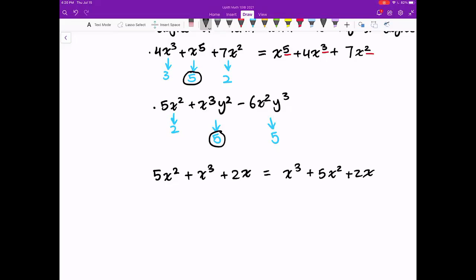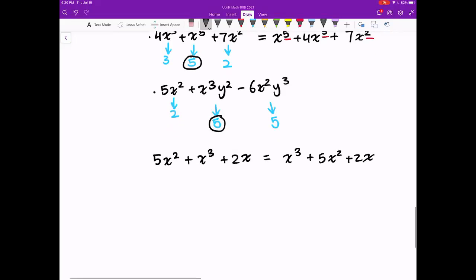I know standardizing the exponents may seem kind of useless right now, but trust me, when you get to grade 11, doing this will save you much more time. It'll make things easier.